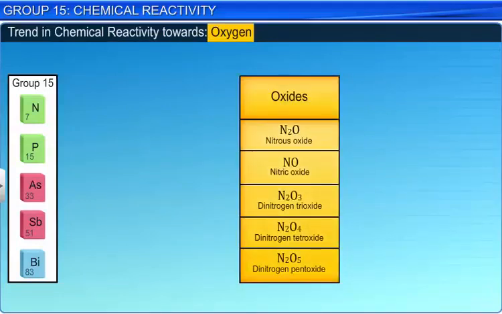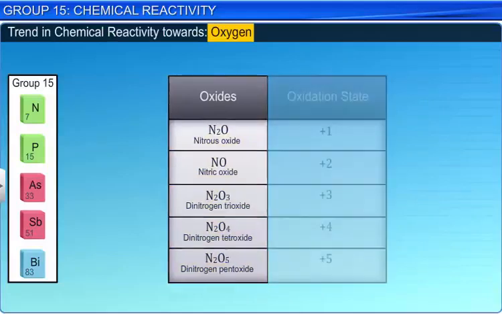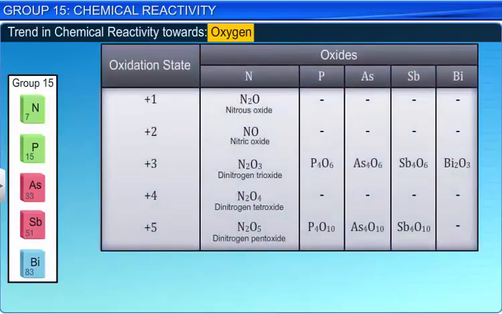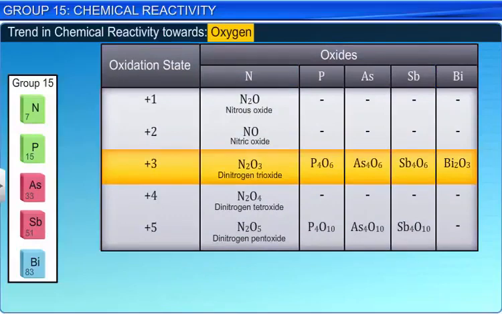Nitrogen forms 5 stable oxides, as shown here, exhibiting oxidation states ranging from +1 to +5, while the other elements form oxides only in +3 and +5 oxidation states. Bismuth can't form oxides in +5 oxidation state because of the inert pair effect.